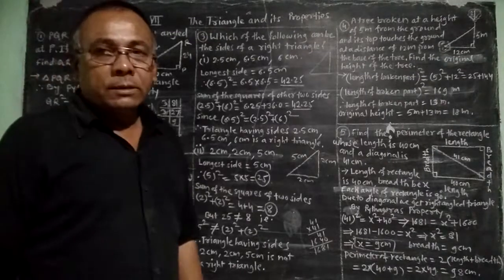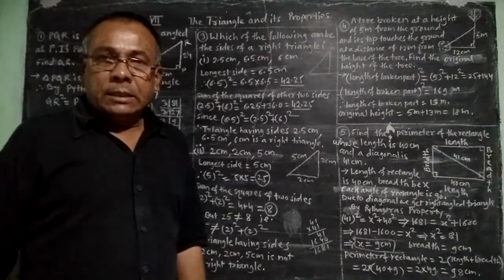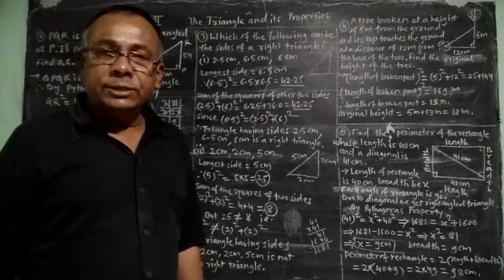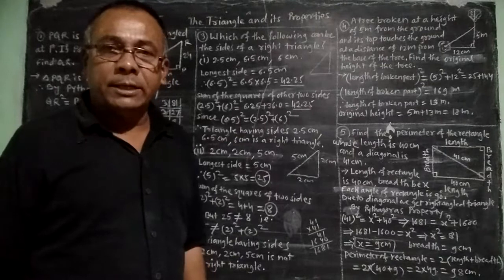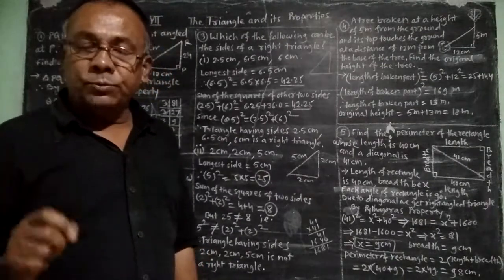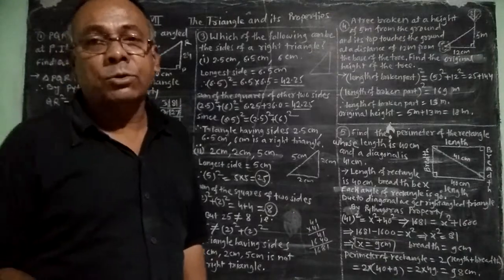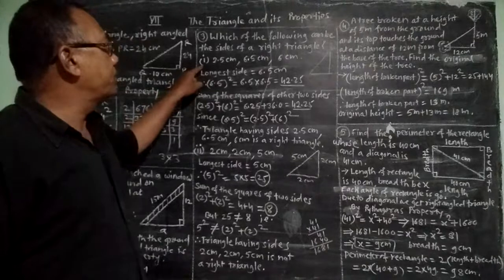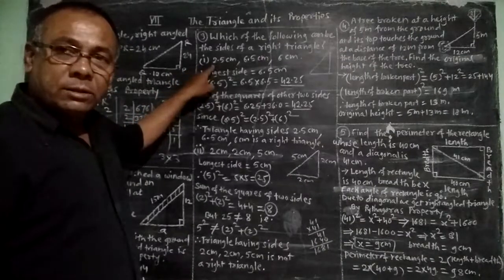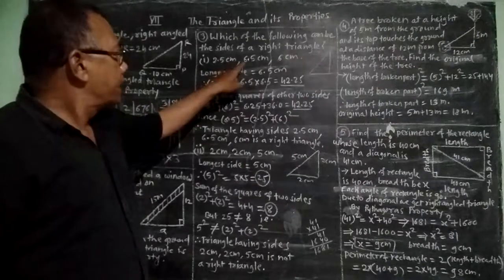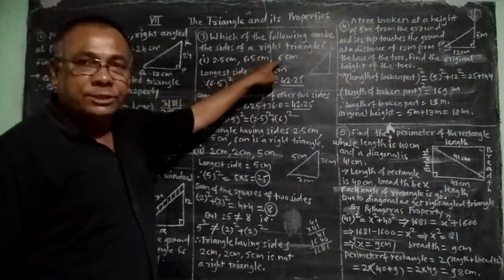Means we know that if the lengths of the three sides of a triangle are given, but not every triangle is a right angle, we have to find whether it is a right angle triangle or not. So here, in the first example, the three sides given are 2.5 centimeter, 6.5 centimeter and 6 centimeter.